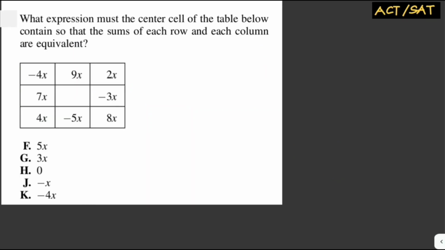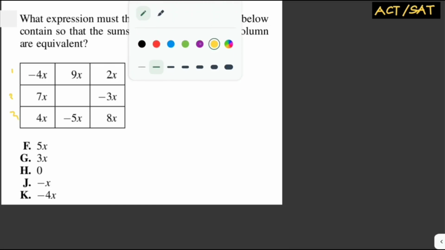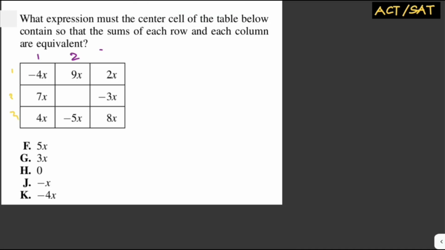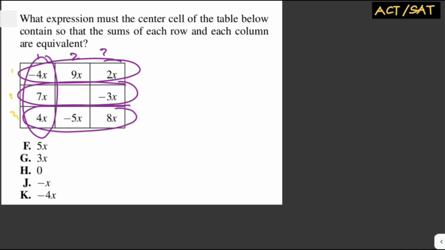What expression must the center cell of the table below contain so that the sums of each row and each column are equivalent? So we're given this table here. Since it's stated here that the sums of each row and each column are equivalent, we have 3 rows here, 1, 2, 3, and we also have 3 columns. Therefore, the sum of this is just equal to the sum of this and this one, and the sum of this one is equal to this and this one. Now let's find the middle term.